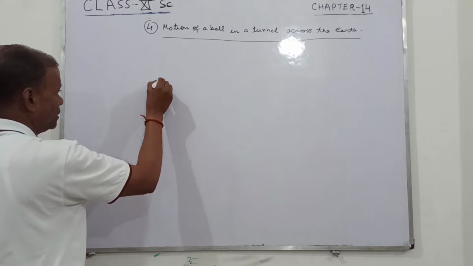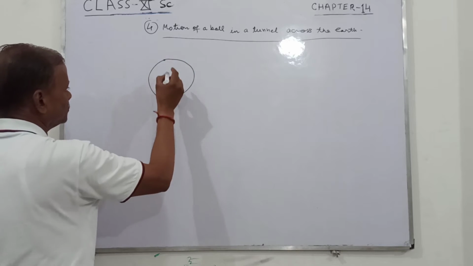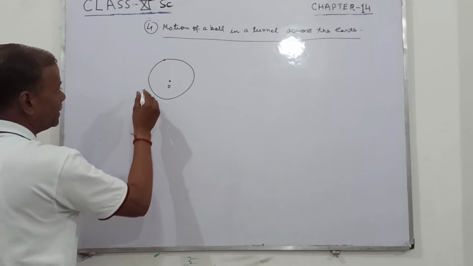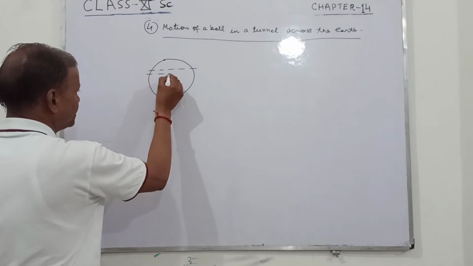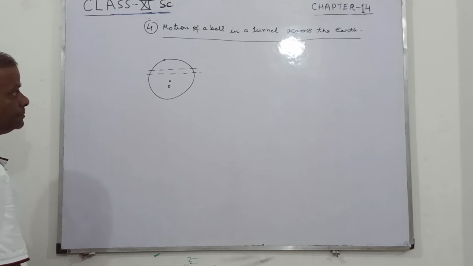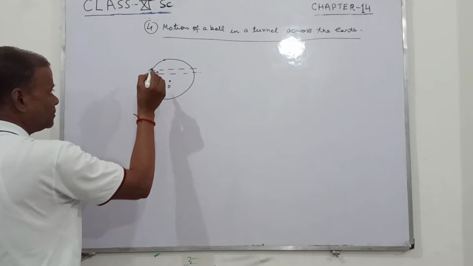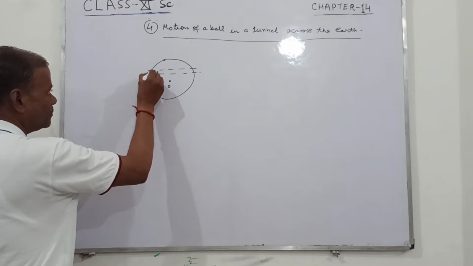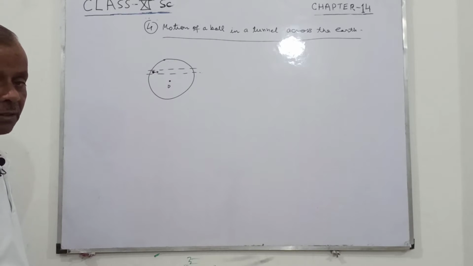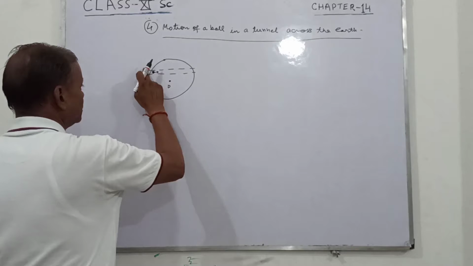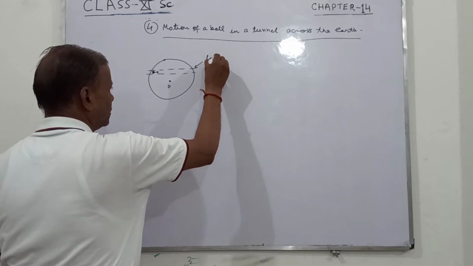Suppose we are having this earth, and this is our center. Here is a tunnel which is made across the earth, and a ball is allowed to move in this tunnel. This is the ball. Then we want to see whether this ball will pass through this tunnel or it will have some other kind of motion. So this is the tunnel.